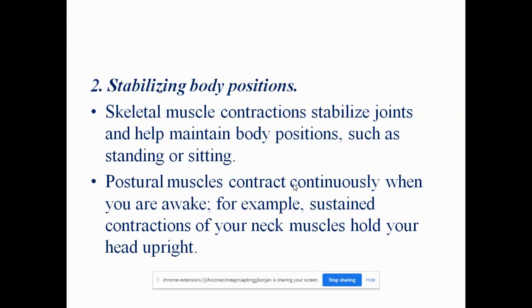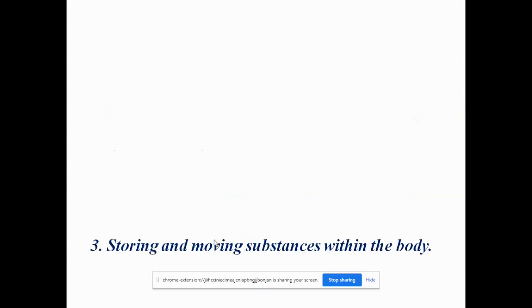The second function is stabilizing body positions. So, skeletal muscle contractions stabilize joints and help maintain the body positions whether we are sitting or standing. These postural muscles also contract continuously when you are awake. For example, that is the sustained contraction of your neck muscles, which holds your head upright. So, this maintains the position and posture of the body.